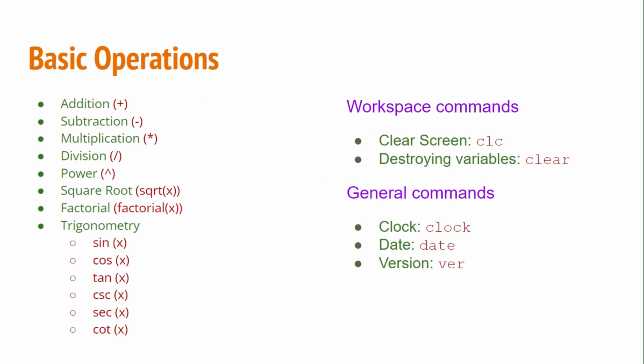We can type any command. These commands are divided into workspace commands, general commands, and Scilab-specific programming commands. In workspace commands, we have the clear screen command, and the clear command for destroying the variables. Some general commands are also supported in Scilab, which are the clock command, date command, and the version command.